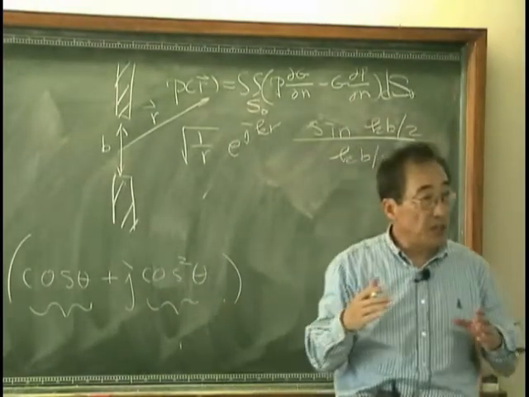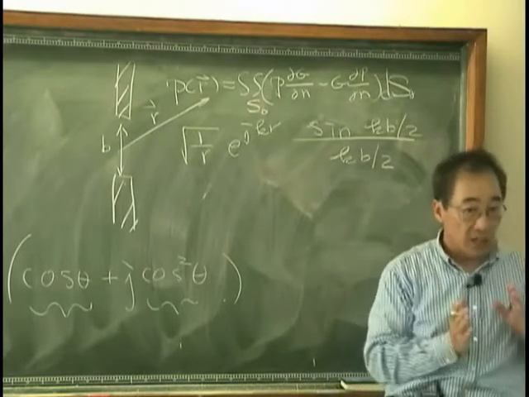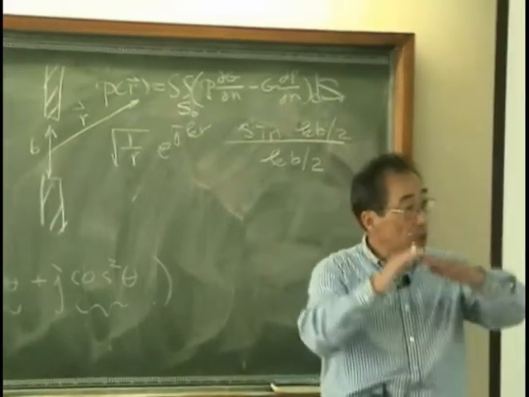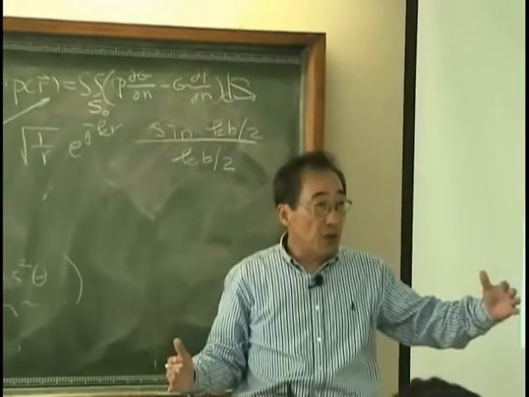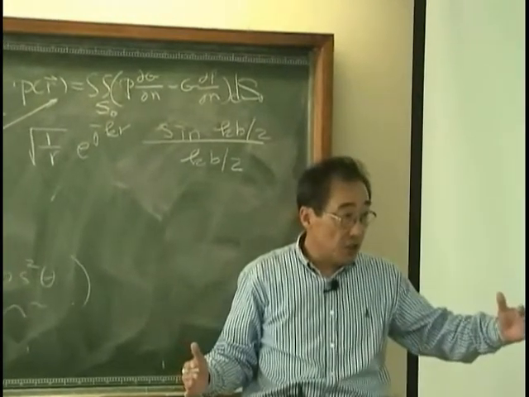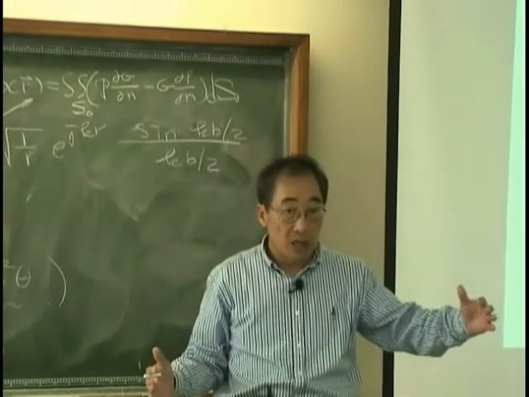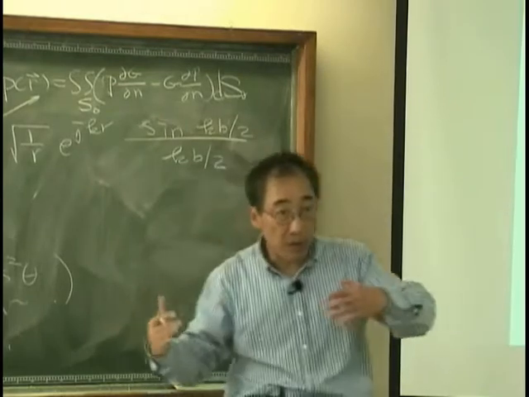So if KB is very large, then it goes very sharp, or KB is very small, it's spread out. KB is small means the wavelength is very large compared with the B. Yeah? Is it true? Am I talking the other way around?